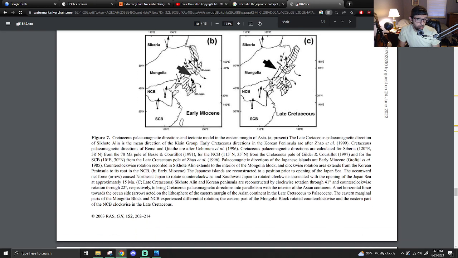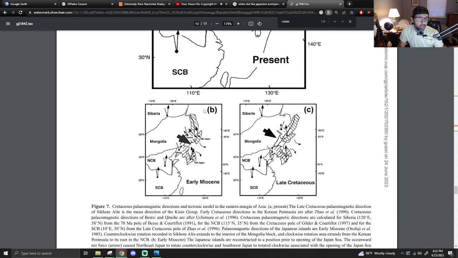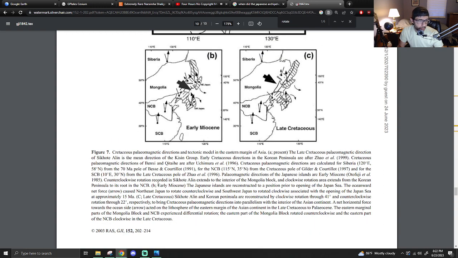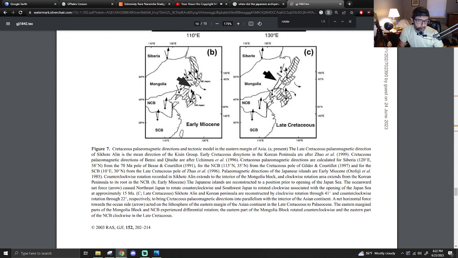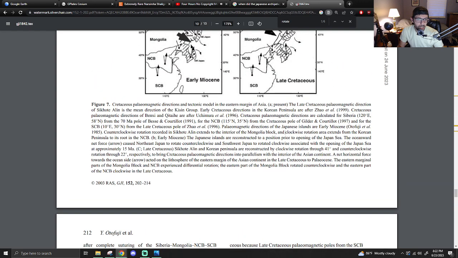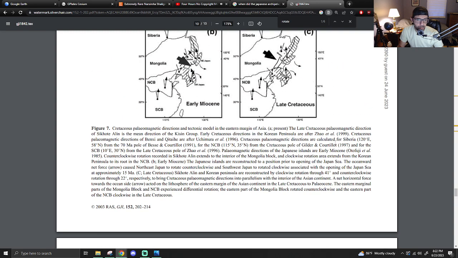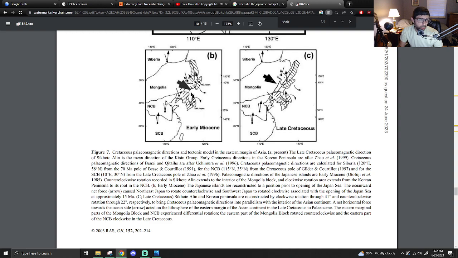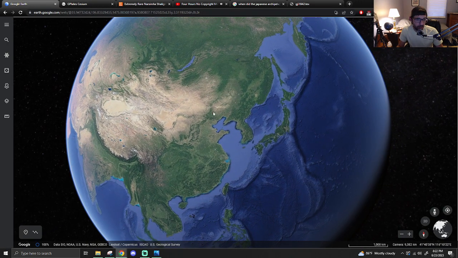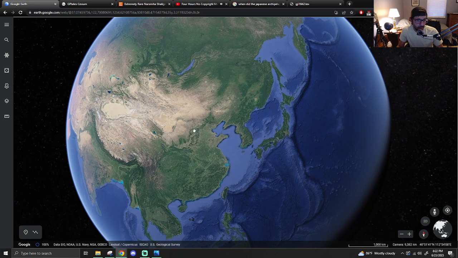Let's see what B says. B. Oh. Clockwise rotation area extends from the Korean peninsula to its root in the North China Block. So here's the North China Block. Okay. North China Block is actually like here. Okay.